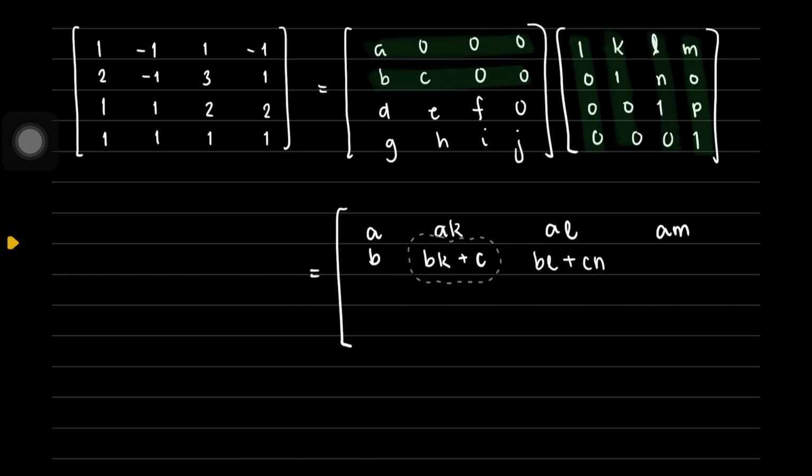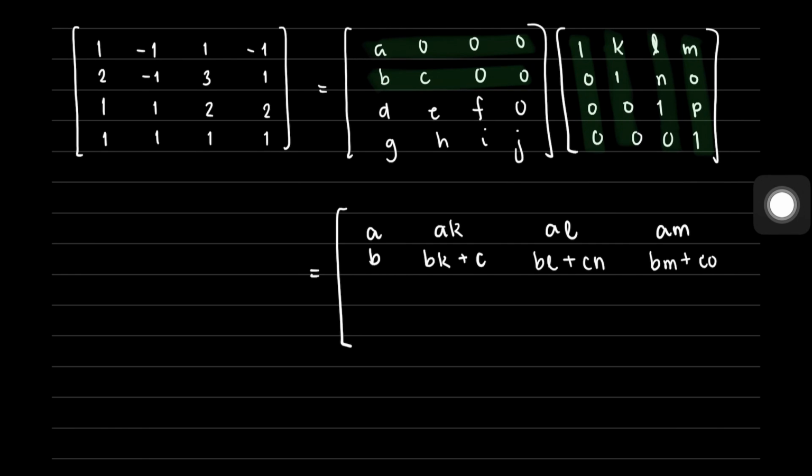Alright, there we go. And for the last element of the second row of the resultant matrix, we multiply the second row with the last column. So that would now be b times m plus c times o plus 0 times p plus 0 times 1. That would now be our second row.